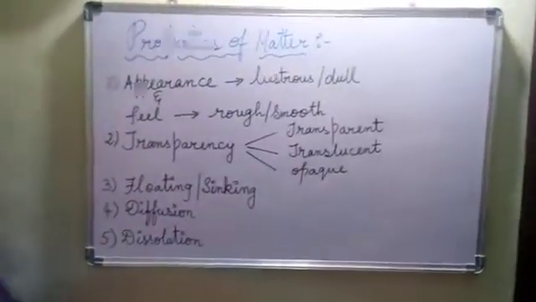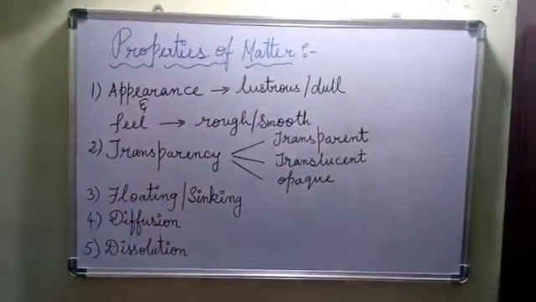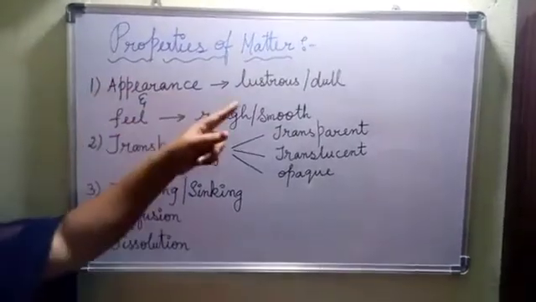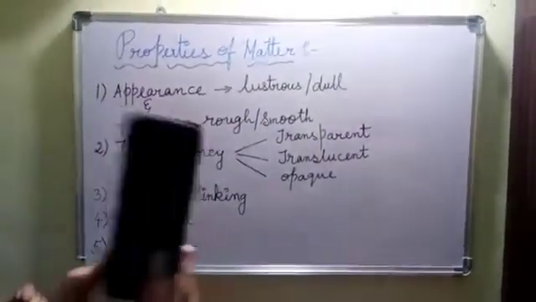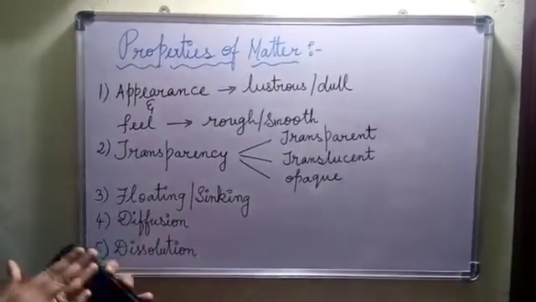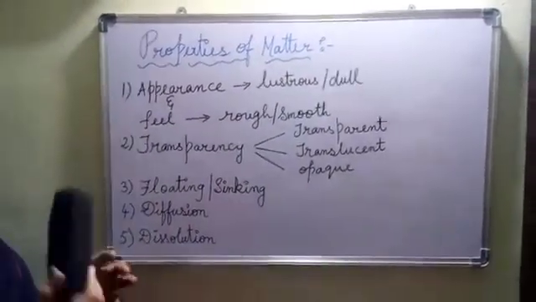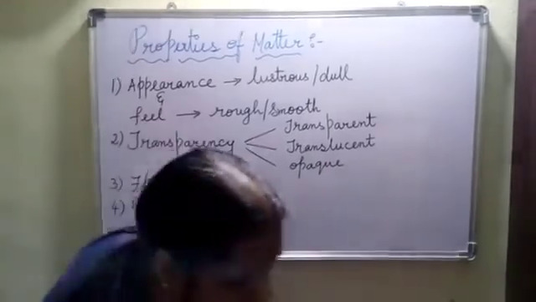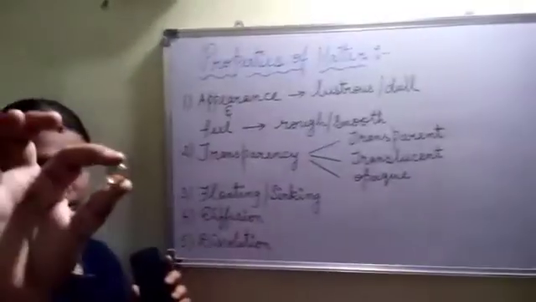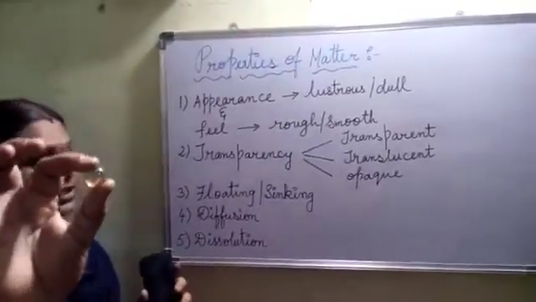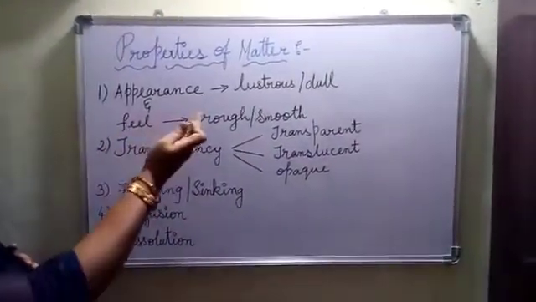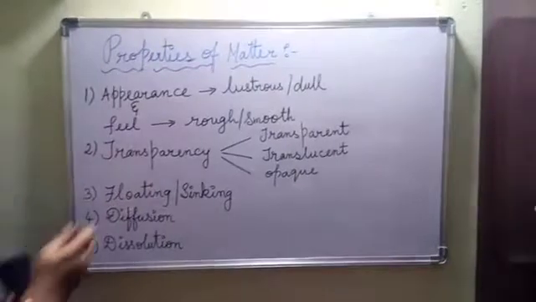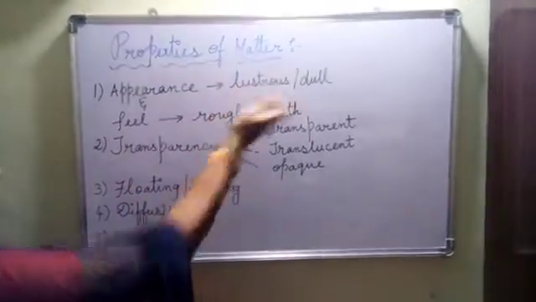So the first one is appearance and feel. In appearance we have lustrous or dull. If you take the duster, children, you see that it is dull in appearance, but when you see a marble, the marble is shining. Shining is nothing but lustrous. So we are dividing matter as lustrous and dull.